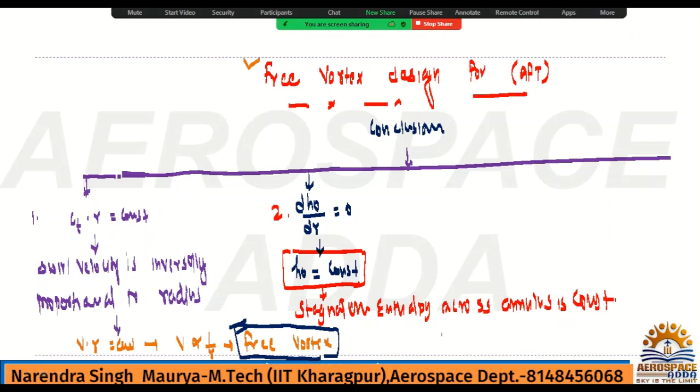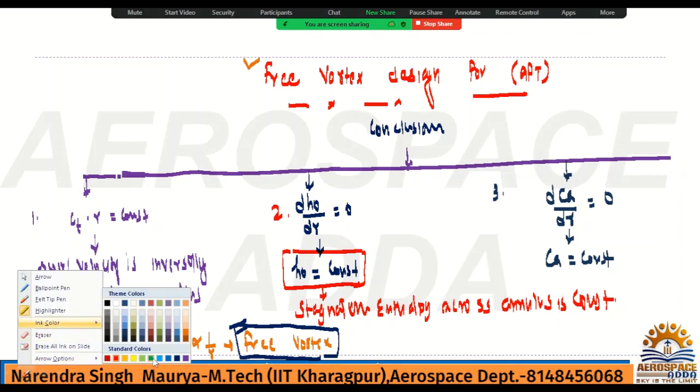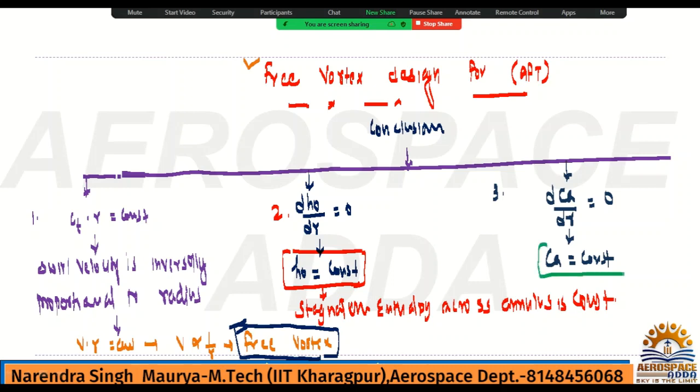The third is very well known for this free vortex design also. It is the constant axial velocity. So you can write here, this is the third one. And what is the third one? That axial velocity with respect to radius, it is 0, which means CA is equal to constant. What is the meaning of it? The meaning is very clear that axial velocity across the annulus is constant. Yes or no? That's the meaning of it.